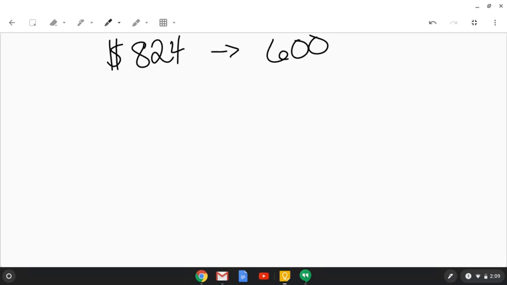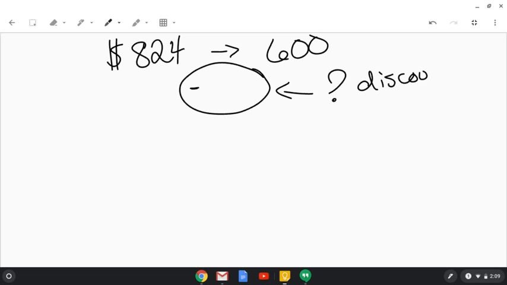Okay, let's do another one of these problems just to make sure that we're feeling okay about discounts. So we did this problem in class, and we said that someone was buying something for $824, and then it dropped down to $600. So the question we need to ask ourselves first is, how much money was taken off? The discount, just in money.